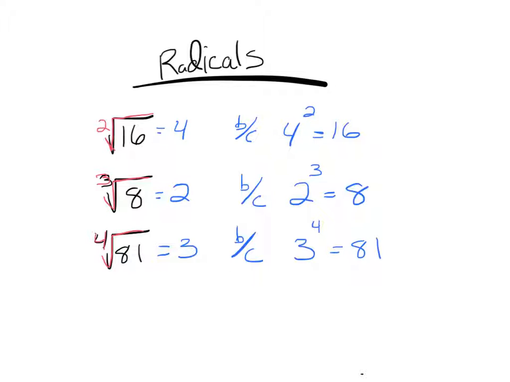Those indices refer to the exponent that they're trying to use. So again, in this first example with the square root of 16, you're asking, what would you square to get to 16? And the second example was, what would you take to the third power to get to 8? And then finally, what would you take to the fourth power to get to 81? Those are the questions that we're trying to answer with radicals.